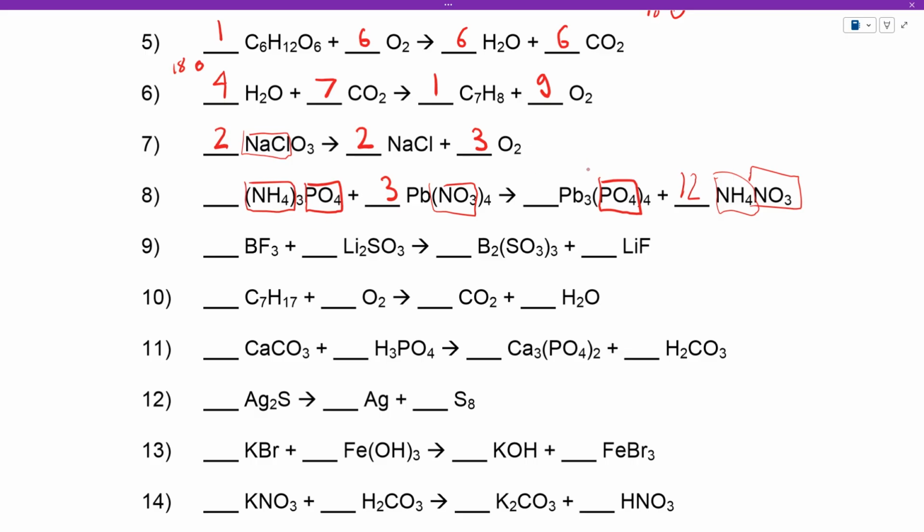We have 3 lead over here and 3 lead over here, and that's kind of balanced out. Let's look at the PO4s. We have 4 PO4 over here. Over here we only have 1. So we'll need to make it 4.